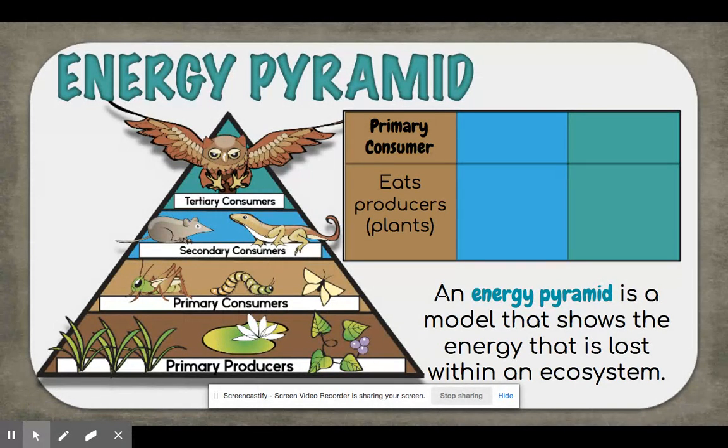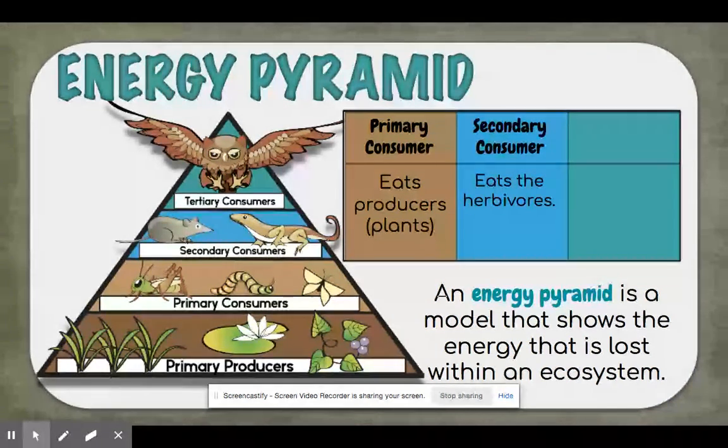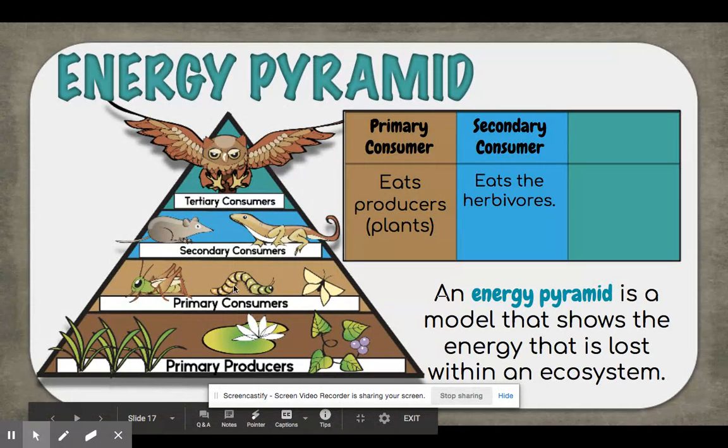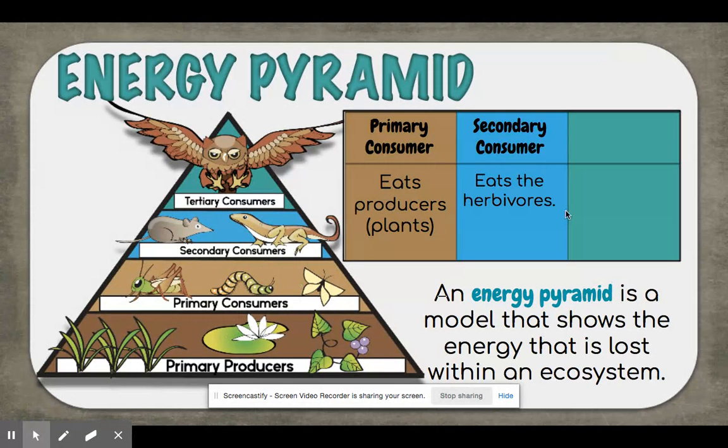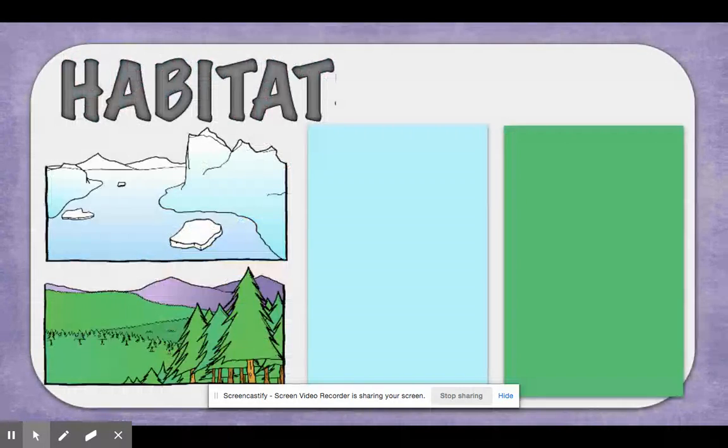The primary consumers eat the producers or the plants. The secondary consumers eat the herbivores, because the primary consumers only eat plants. Secondary consumers eat the primary consumers. Tertiary consumers are the top of the food chain. Nothing eats them. There is a much better chance that that animal is going to die just from old age or being injured or something of that nature, not by being prey to a predator.